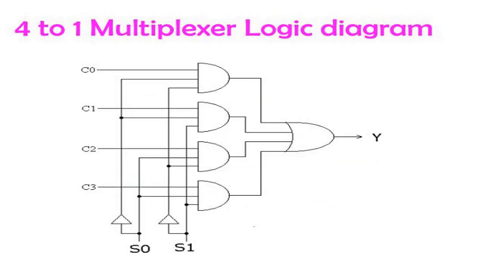So this is the logic diagram of the 4-to-1 multiplexer. These inputs, D0, D1, D2, D3, are connected to the AND gates, and S1 and S0 are the selection lines. The selection lines determine which input will be connected and generated as the output.